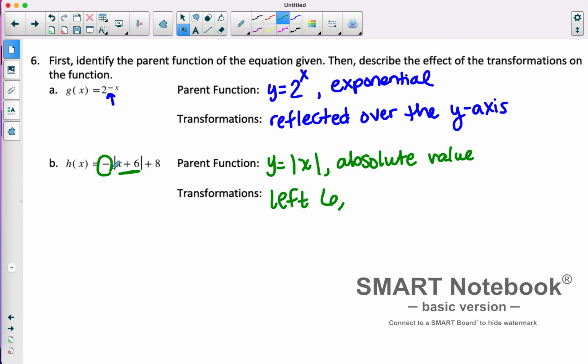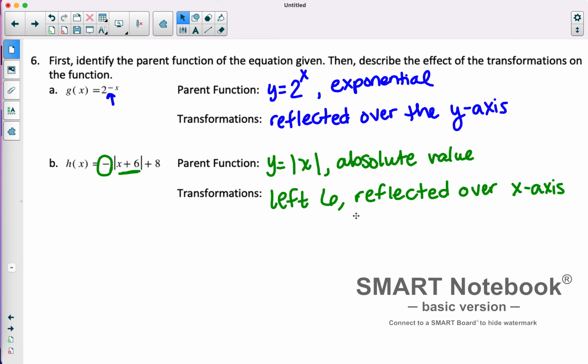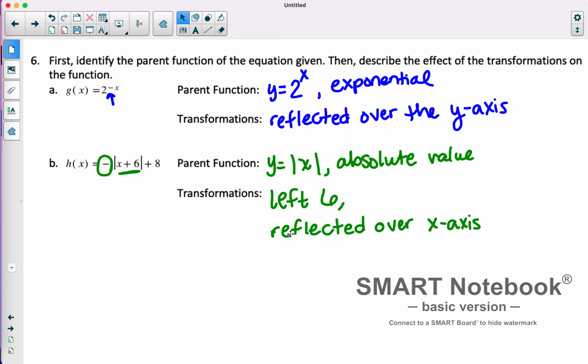Then we have this negative outside of the absolute value. So it's outside of the parent function, which makes it not move, it's reflecting. So reflected over the x-axis. And let's just move this down here. Then lastly, there's one more transformation, this +8. The +8 makes it move up 8. So we talked about how inside, plus or minus was left or right. Outside of the function, plus or minus was up or down.